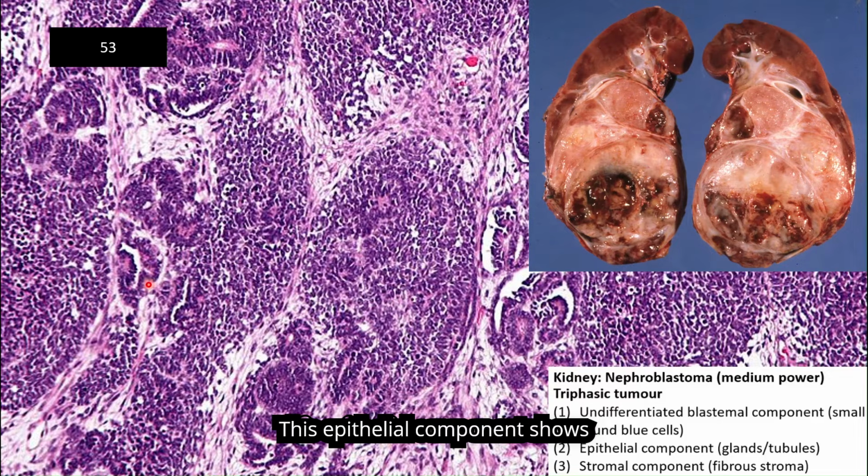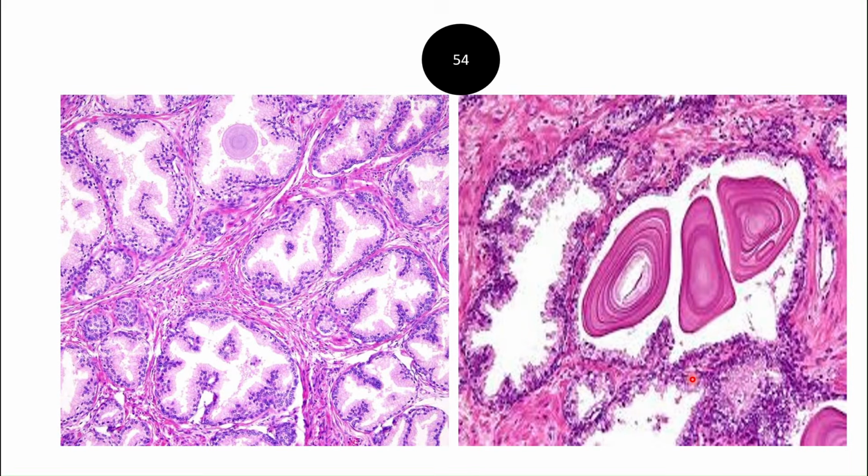This epithelial component shows gland or tubule-like structure, and this is the fibrostroma in between. So these three components favor the diagnosis of nephroblastoma, or another name is Wilms tumor. So, next system is male genital system.